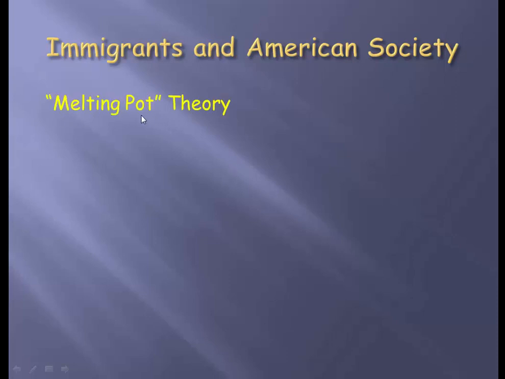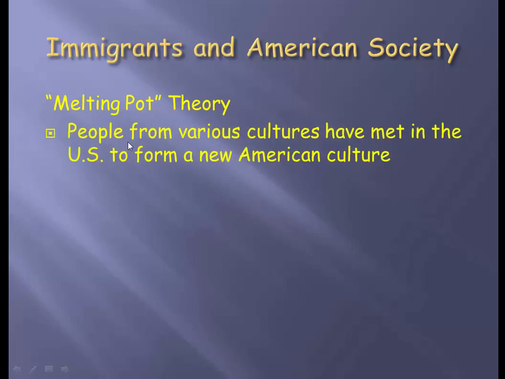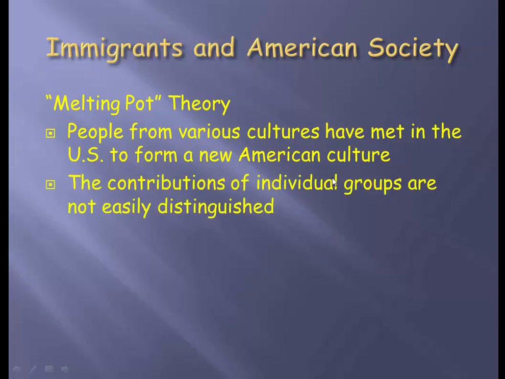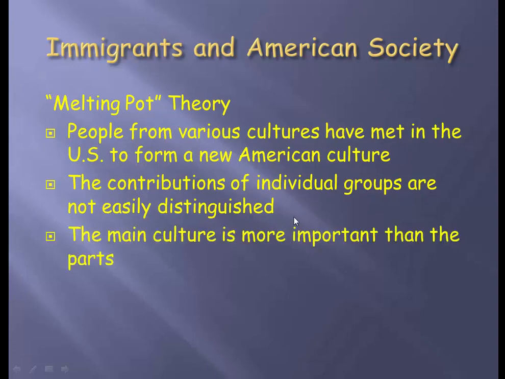The first one is an old theory, and this is what historians really thought that immigrants would do, and that is the melting pot theory. So people from various places are going to come to the United States, and they're just going to blend together to form what's called an American culture. All right. The contributions of individual groups are not easily distinguished because everyone's just becoming American, right? The main culture is more important than the one you brought with you, right?